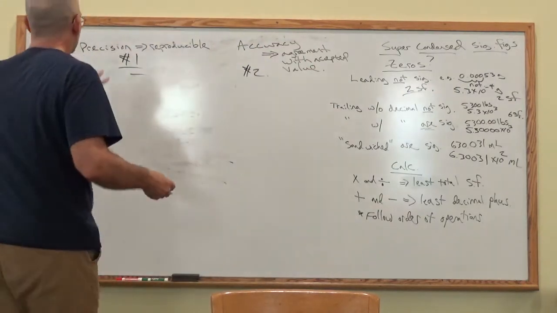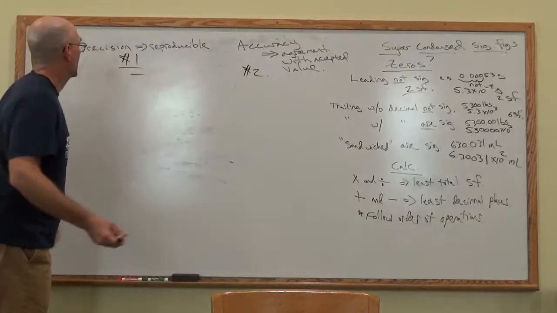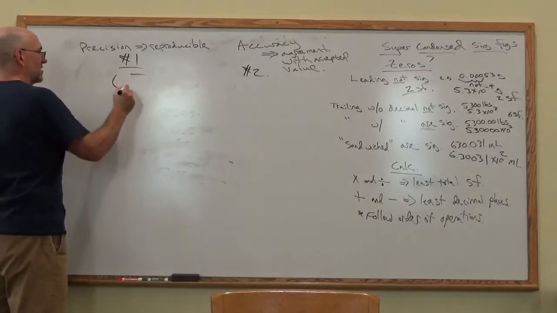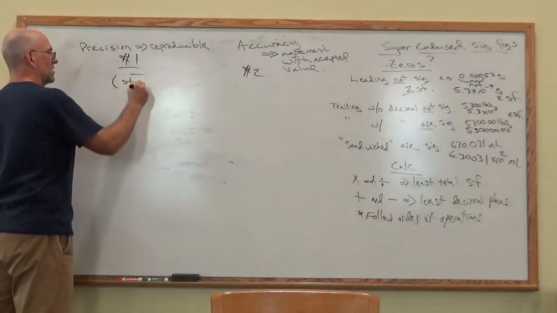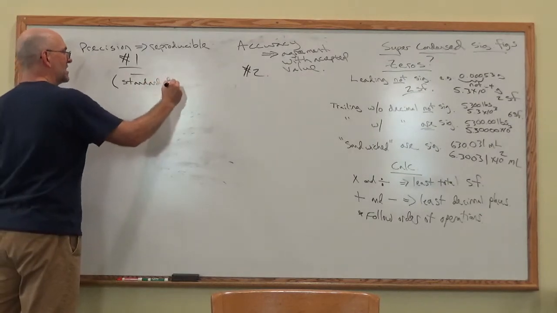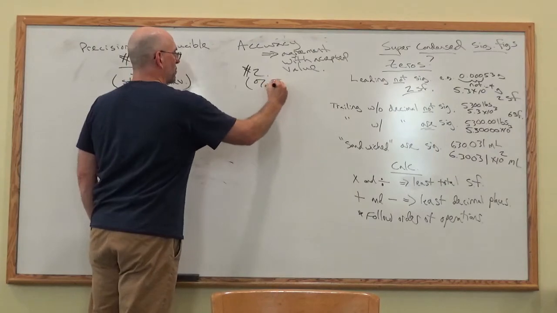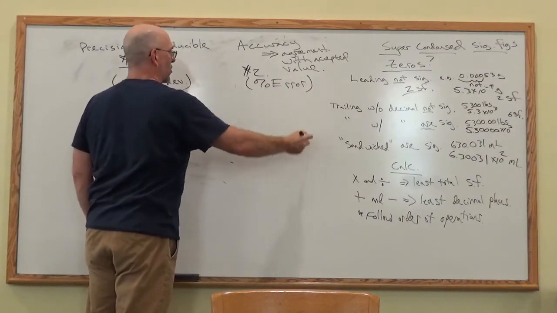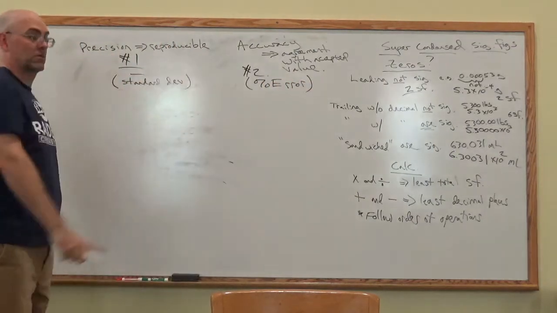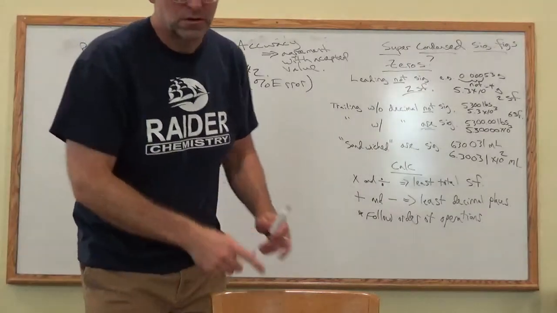In lab, you're going to learn a couple things. I'm giving you a little bonus here. Precision, we have a way of measuring this, a way of calculating this called standard deviation. And accuracy is measured by something which you probably know. It's called percent error. I'm not going to put the formulas up here. That's a lab thing.